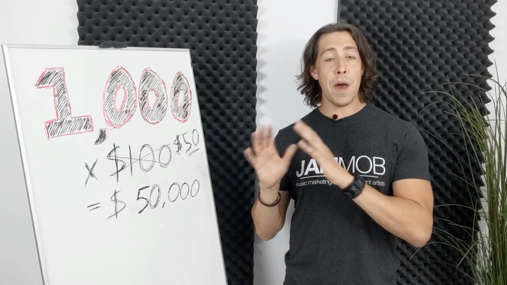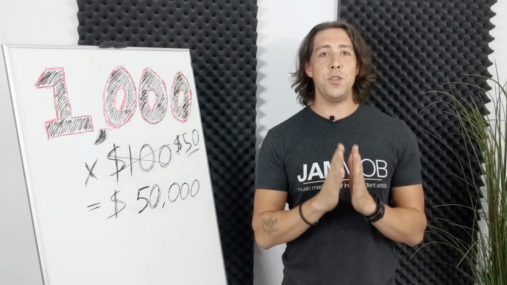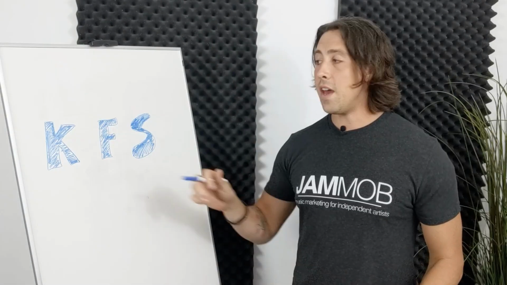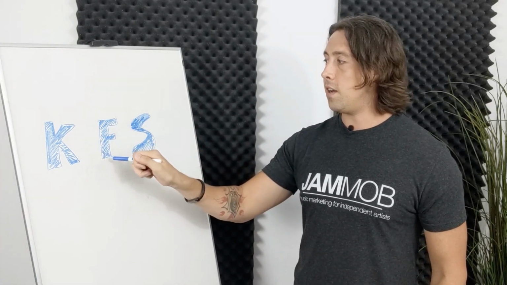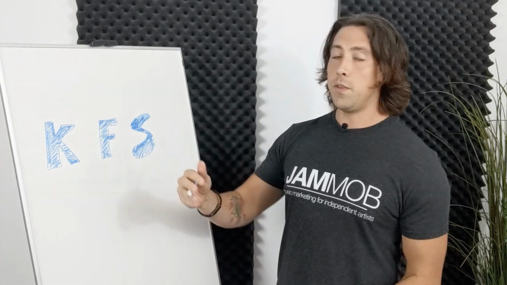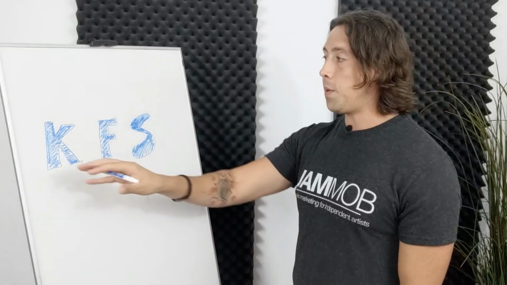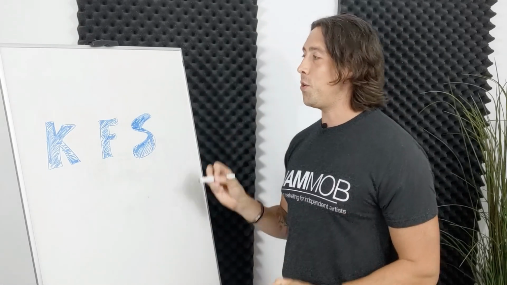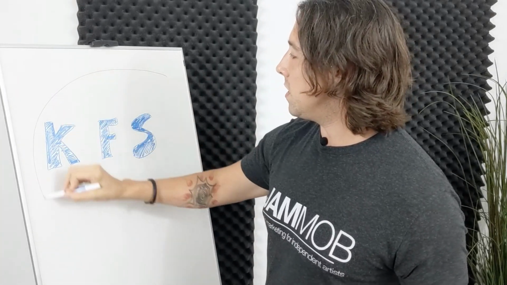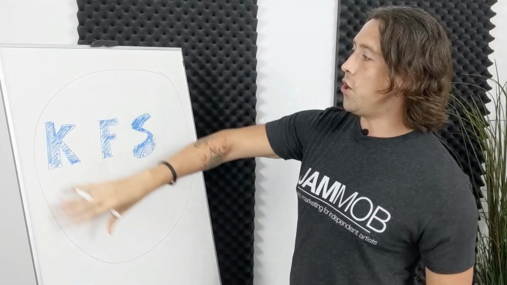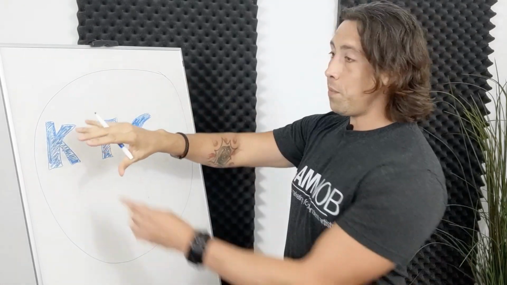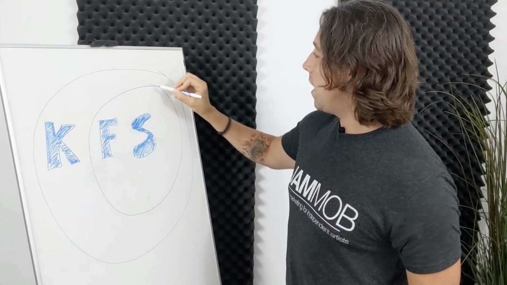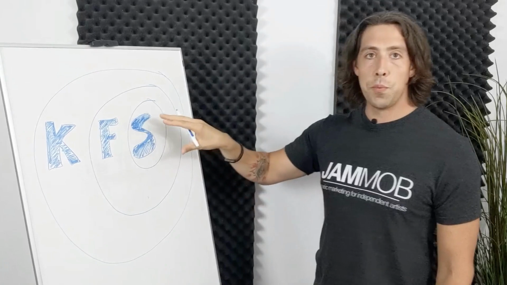So to better understand how to make that happen, I'd like to introduce you to a concept that I call the KFS factor. KFS stands for Knows, Fan, Superfan. The first step in building your following is getting people to know who you are. Right now, a lot of people probably don't know who you are. In fact, most people probably don't know who you are. So the first step is getting people into this larger bubble of at least knowing who you are. Then, once you get people to know who you are, some of those people will become fans, and then some of those people will become super fans.